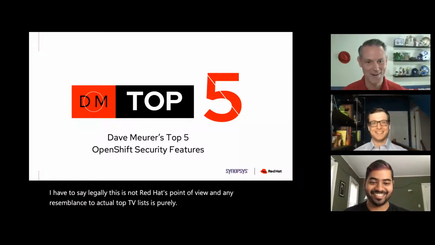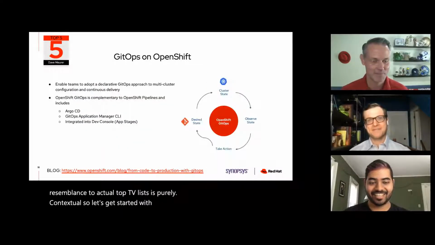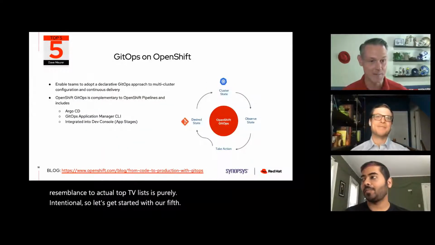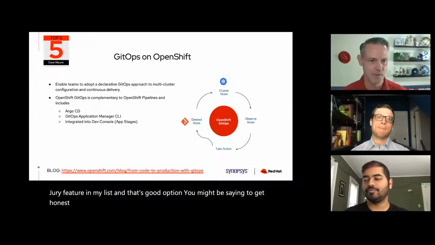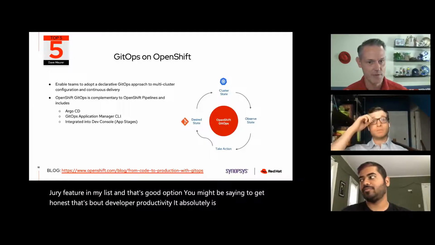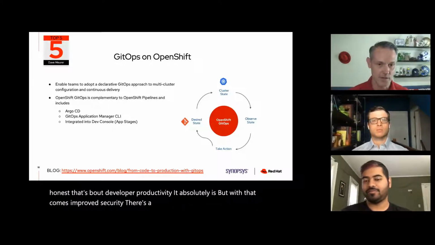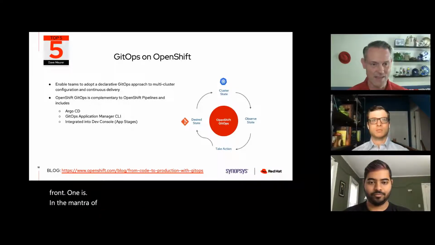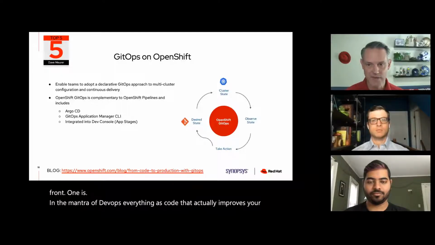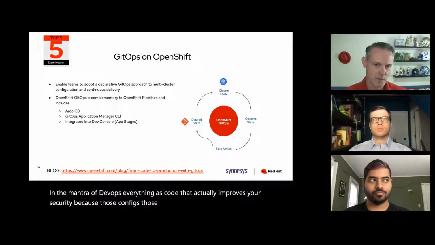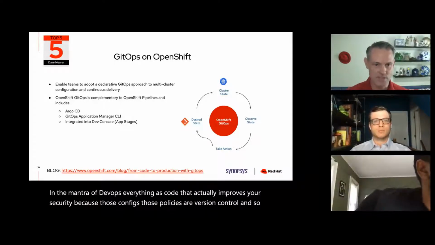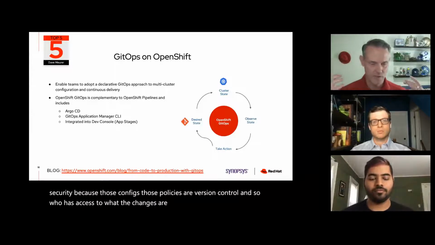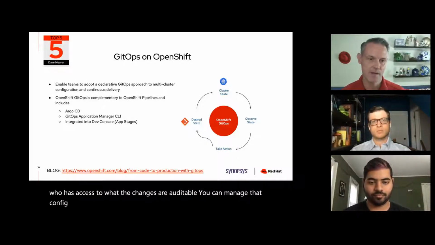So let's get started with our 5th security feature in my list, and that's GitOps. And you might be saying, well, GitOps, that's about developer productivity. It absolutely is, but with that comes improved security. There's a couple things to note on the security front. One is, in the mantra of DevOps, everything as code, that actually improves your security because those configs, those policies are version controlled. And so you know who has access to what, the changes are auditable, you can manage that config drift. So that's a big security improvement.